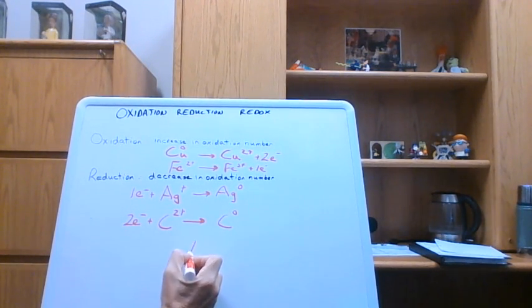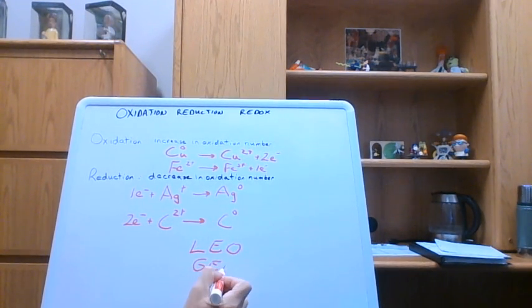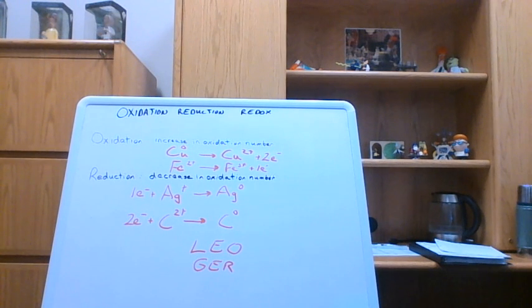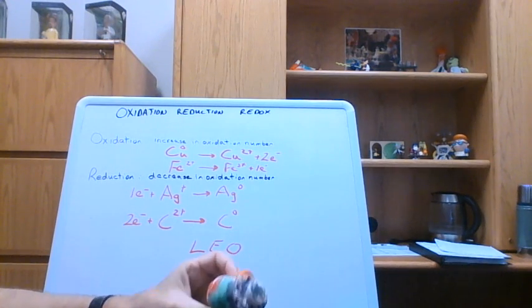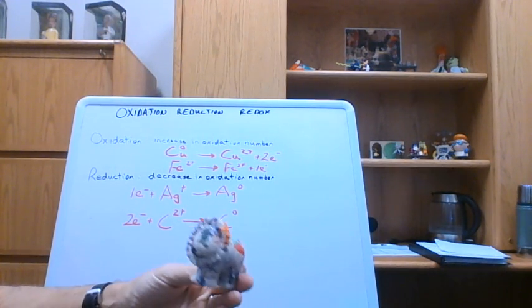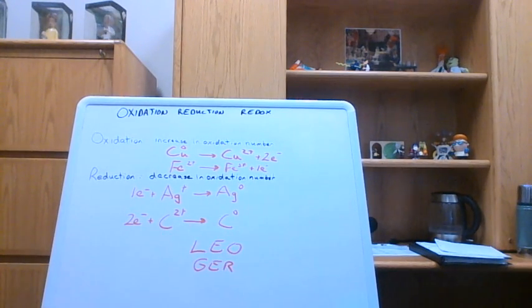So the way we remember this, people usually go LEO, GER, right? So loss of electrons is oxidation, gain of electrons is reduction. So that's your little lion saying LEO says GER. You know, if you're a parent out there, one day you might have to pretend this is the greatest Father's Day or Mother's Day gift you ever received, but it'll help you remember this LEO GER here.